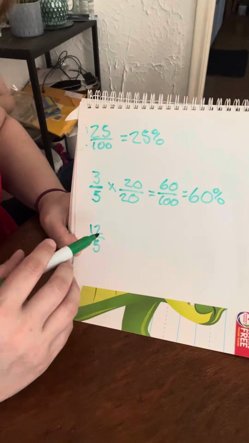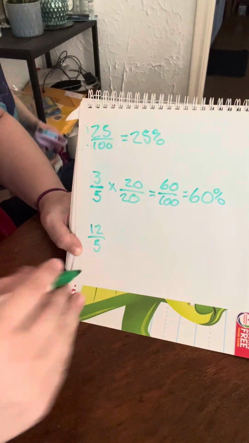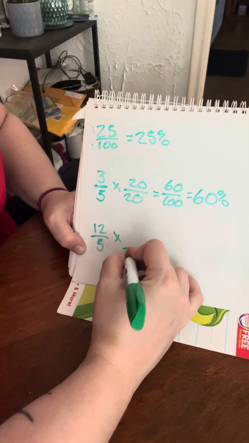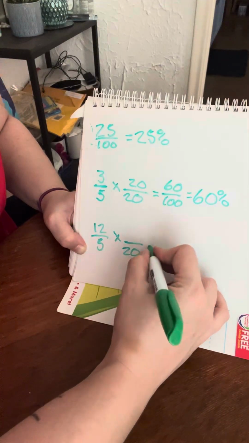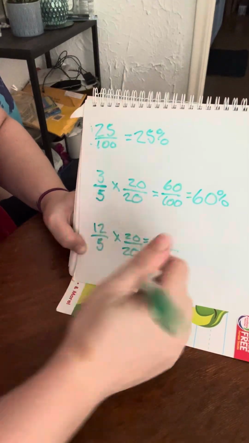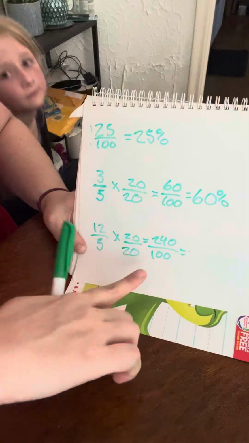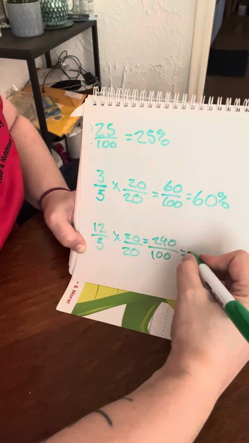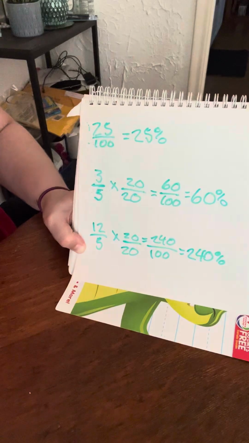Okay, so another problem I thought would be good would be 12 over 5, because it is an improper fraction, and you would get to see what that looks like in a percentage form. And we already know that 20 times 5 equals 100. So we're going to do 12 times 20, that's 240. And now we have this whole, so that is 240%.